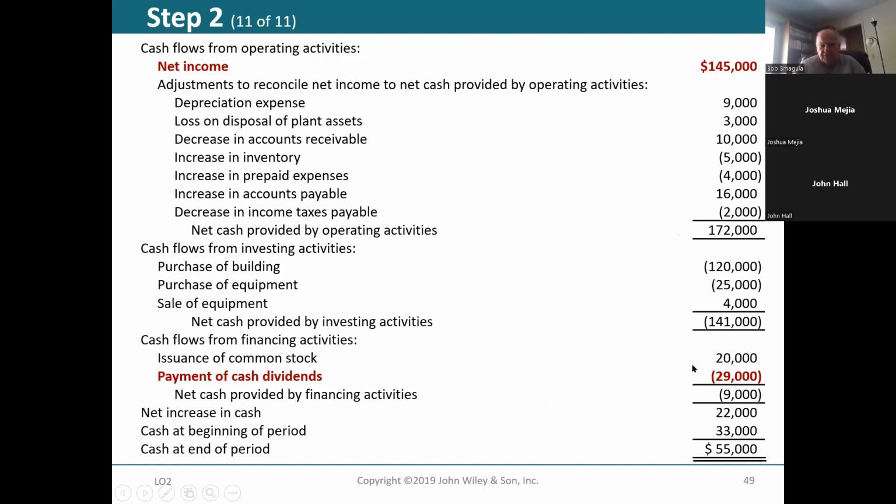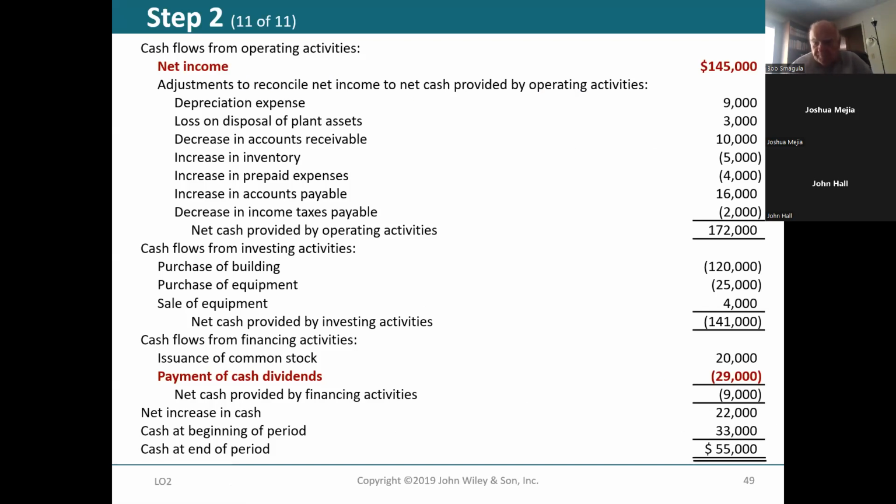And that's the entire cash flow statement, except for the analysis of it, okay? For example, we have now come up with the fact that this company has 172,000 in positive or favorable cash flow. It has negative cash flow because it invested in a few things in the investing category, and for financing activities, they have 9,000 unfavorable, if you will. So the cash at the beginning of the period was $33,000. At the end of the period, it was 55.